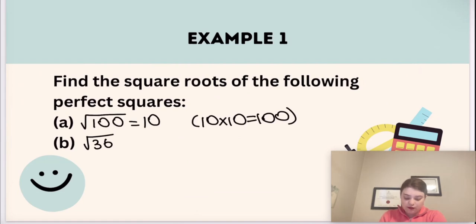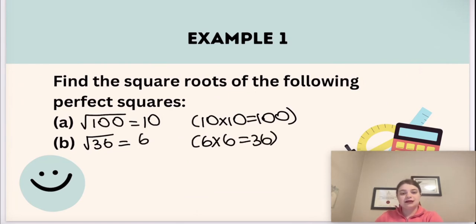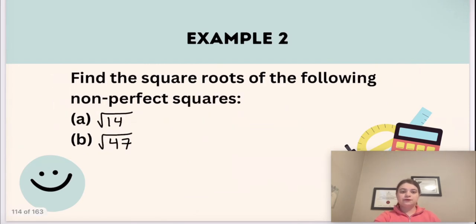Now, what about the square root of 36? What number multiplied by itself is 36? Well, that'd be 6, right? 6 times 6 is equal to 36. So, therefore, my answer is 6. Now, that all said, what if there isn't a proper answer for the question we're doing?